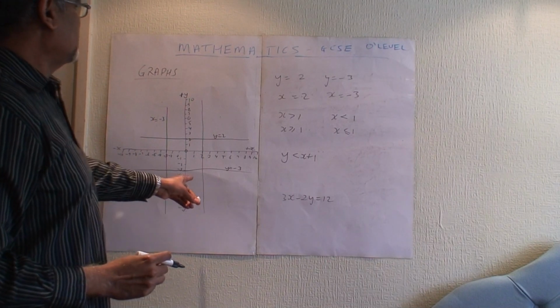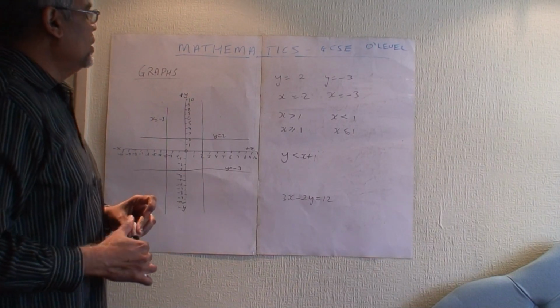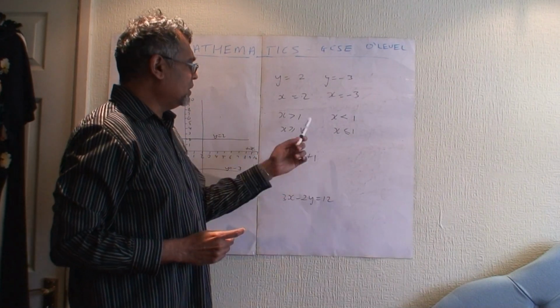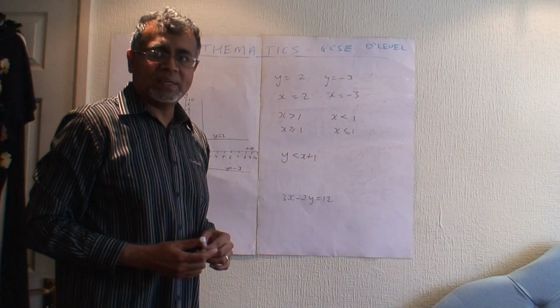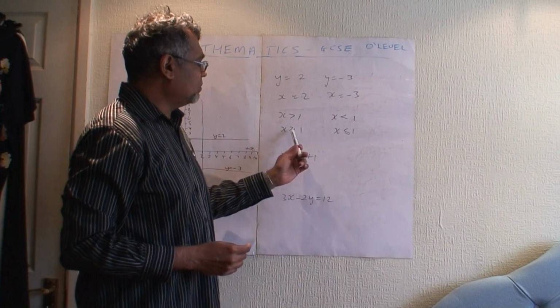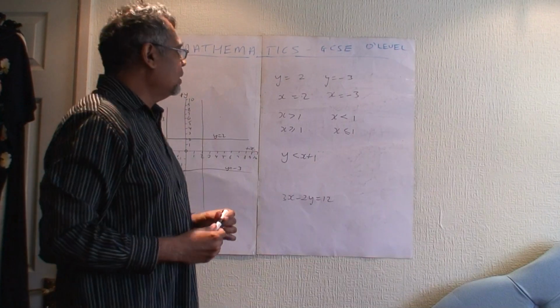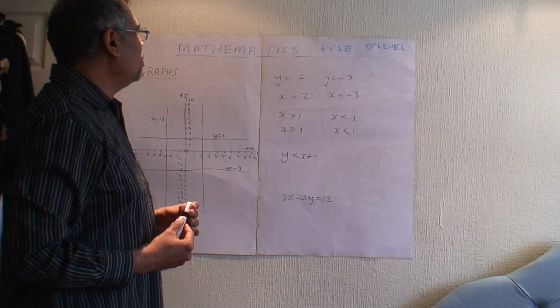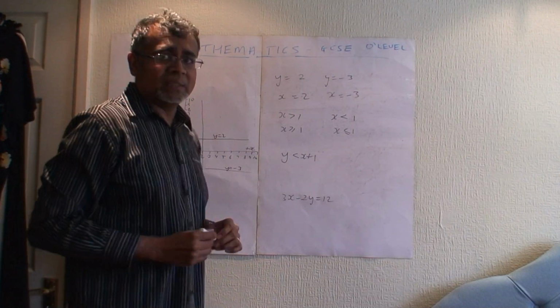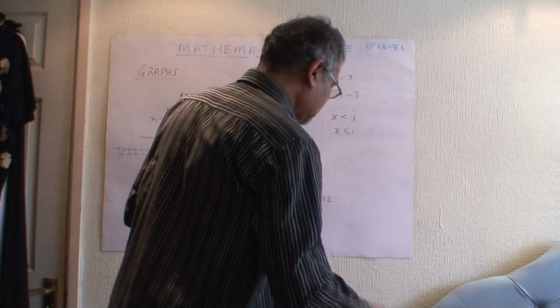Now, sometimes you will find that an equation would have a greater than or less than sign. We covered inequalities before. Greater than, less than, greater than or equal to, less than or equal to. And we wonder how do we represent that on the graph. Okay, I'll show you.